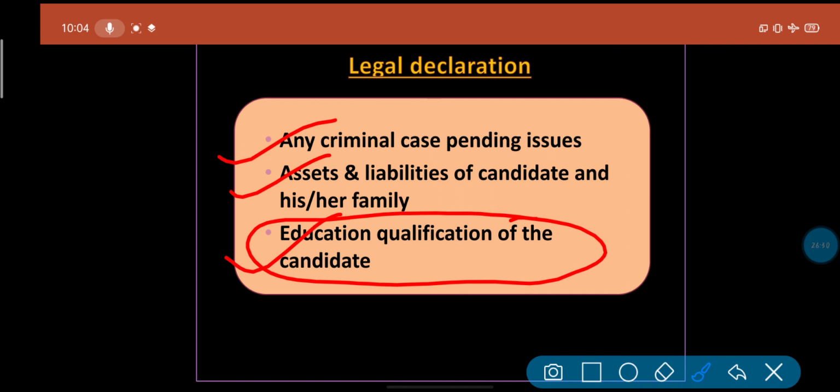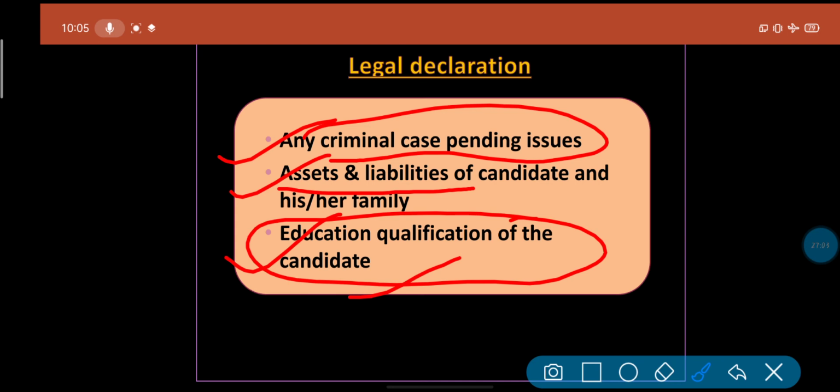So basically, along with the age of 25, filling the nomination form, getting the ticket from the political party, and then depositing some security money, they also have to declare whether any criminal cases are going on or not, their assets and liabilities, that means what properties they have, what different assets or things they have, and how qualified they are, the educational qualification.